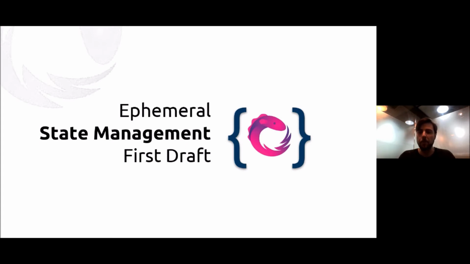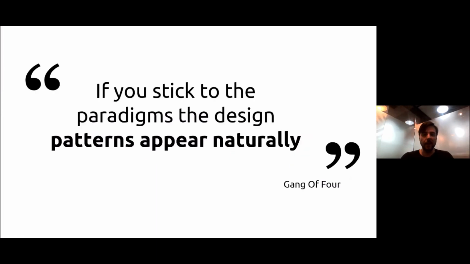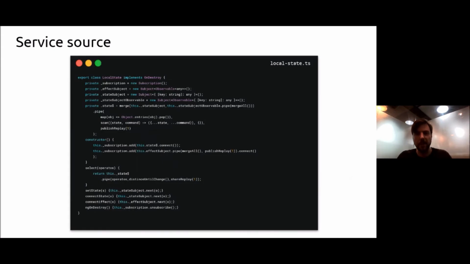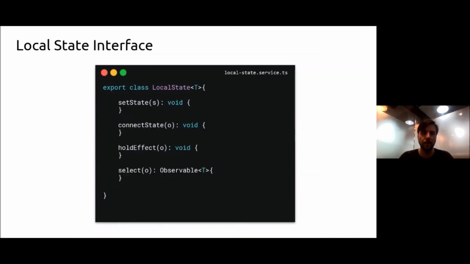So what I came up with, the topic of this talk, is ephemeral state management, about 15 lines of code here and a very slim API. Let me show you the API because we cannot read these small characters here. The API is set state for imperative programming and connecting imperative code to reactive code. And then we have connect state. This is the proper way how you should combine streams together. And then we have hold, effect, and select.